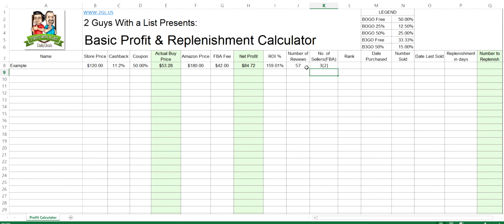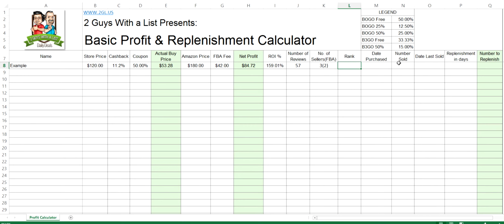Do I want to compete at FBA? Do I want to now adjust my Amazon price to basically be a bit more competitive? Those are the kind of things that you can now look at, and those are very specific to the date of purchase. Now, here's another one with a bit of contention.